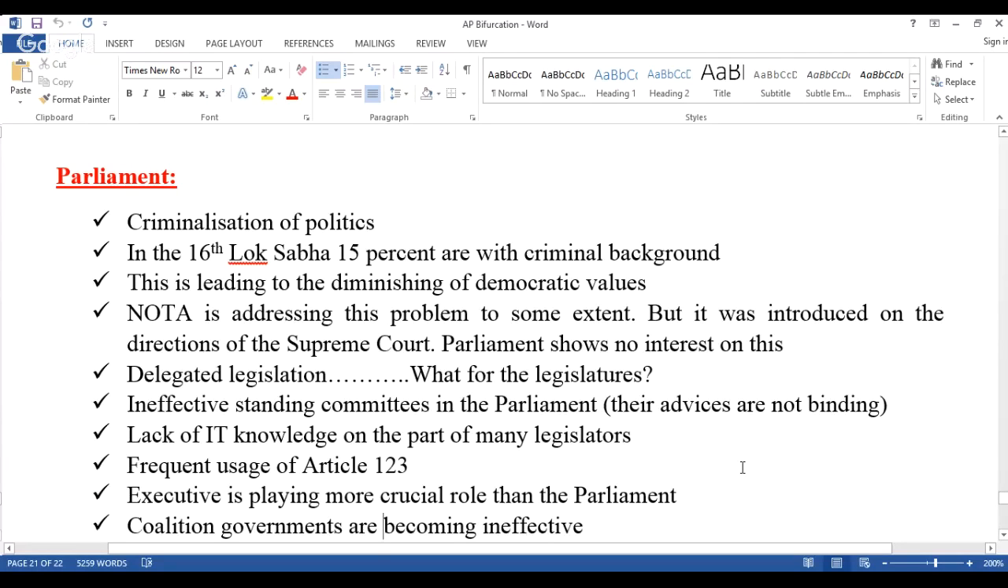Look at this. In the current Lok Sabha, see, criminalization of politics, 15% are with a criminal background. And unfortunately, some people have been accused on rape charges also. This is leading to the diminishing of democratic values. And especially when you go to the elections, nowadays you may be aware of this.